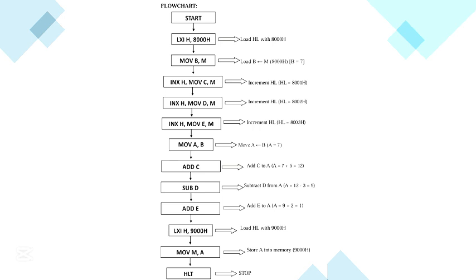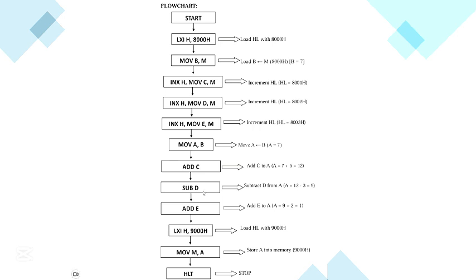Next is move B to A. Here, move B to A copies the value from B, which is 7, into the accumulator. So A, our accumulator, is now 7. Then add C to A, where A is now equal to 12. Add the value of 5 to A. So the result is 12. 7 plus 5 is 12.